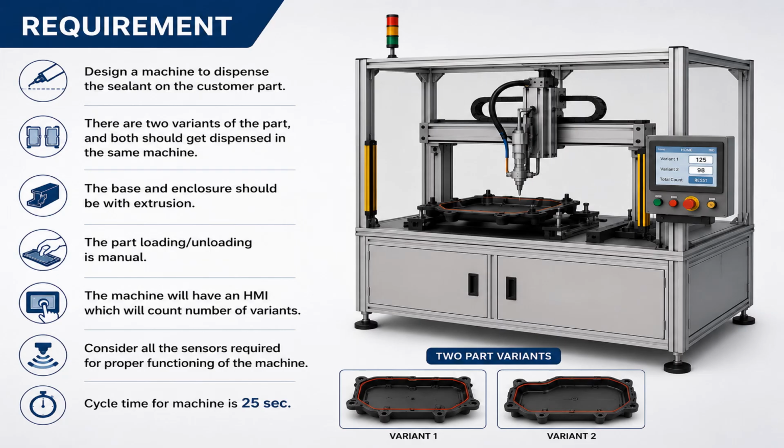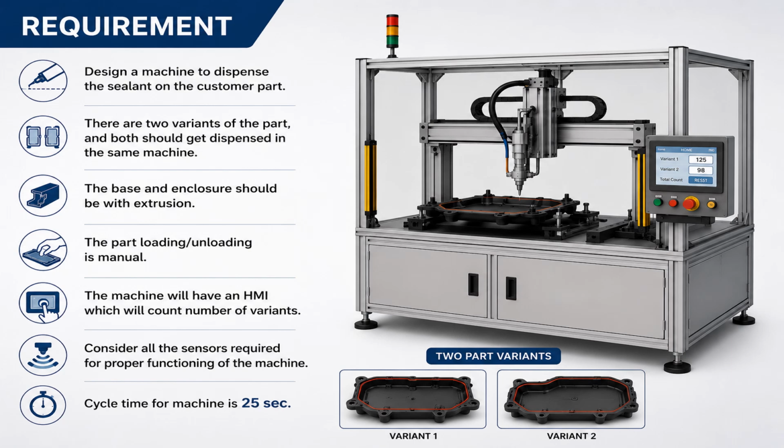First things first, the requirement. Whenever you start designing any special purpose machine, the first and most important part is the requirements. The customer will provide you some data sheet or some document in which some parameters will be involved. I have captured some of the most important things. The first thing is: design a machine to dispense sealant on the customer part. This indicates the process. The customer wants a machine in which he can dispense the sealant on his component.